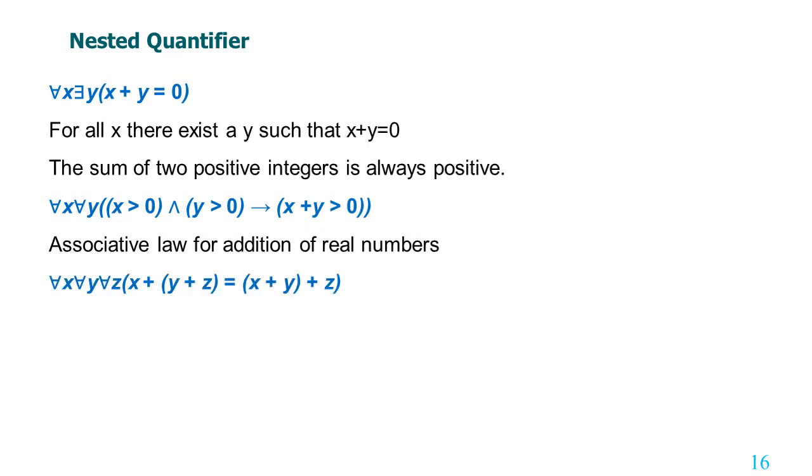Associative law for addition. This can also be represented as nested quantifiers. Here all the quantifiers are universal quantifiers: for all x, for all y, for all z, (x plus y) plus z is equal to x plus (y plus z).